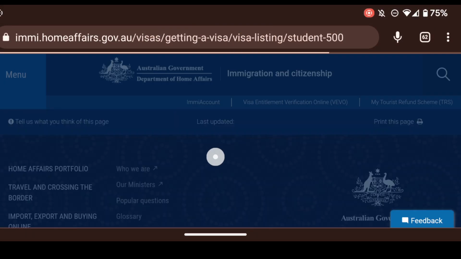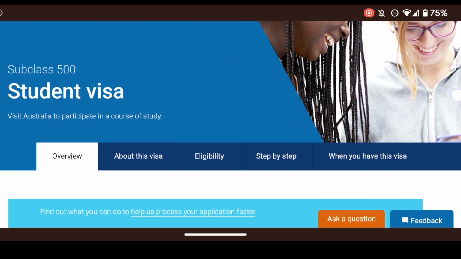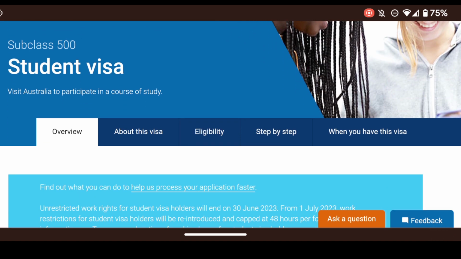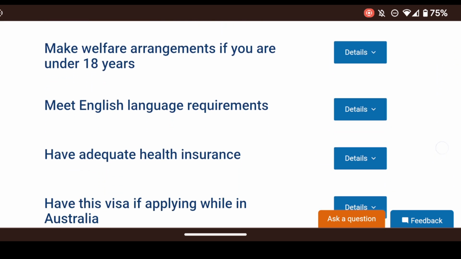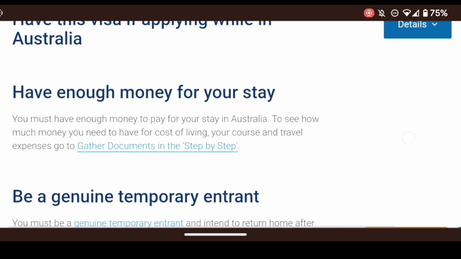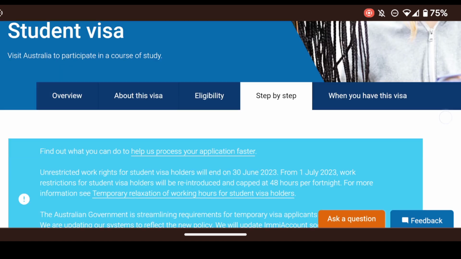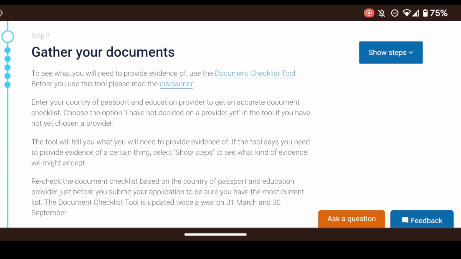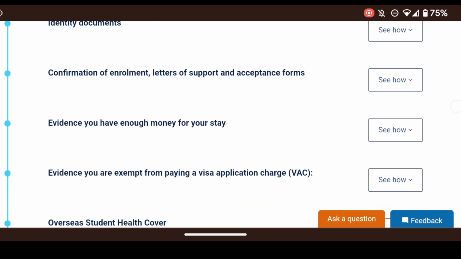I will provide a link. However, you can go to Google and type Visa 500 and you come to this Home Affairs website. This is where you're going to get all the information you need about the student visa. When you click eligibility, these are the eligibility criteria. It says have enough money for your stay in Australia as a student. So you can go back and click on step by step, gather your documents. Voila, this is where all the information you want is.